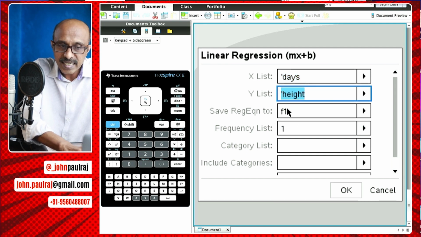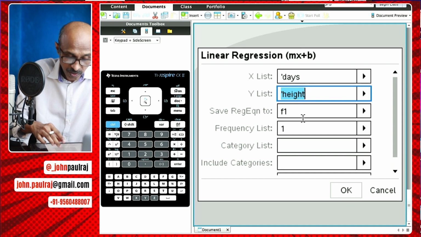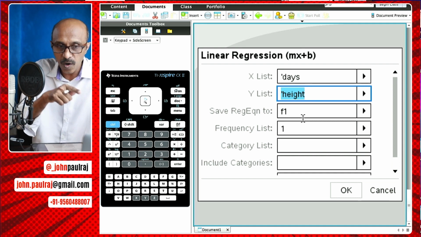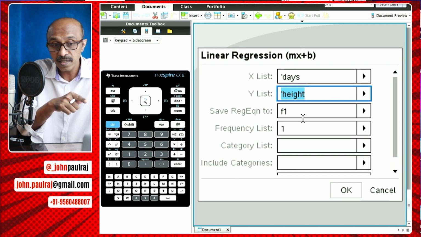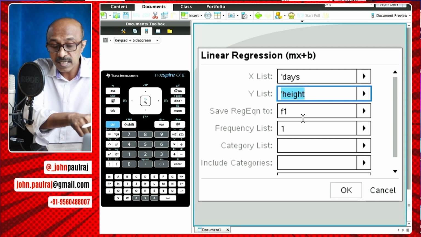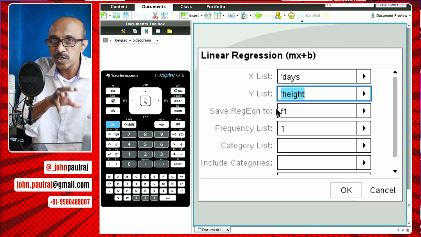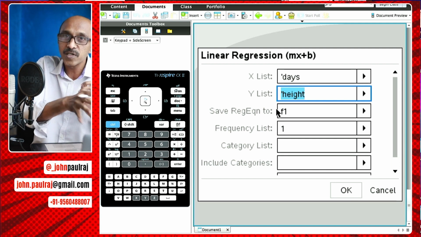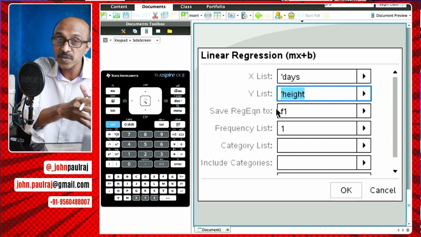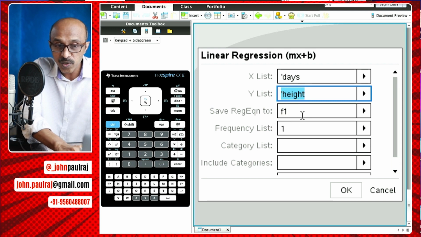Can you see this option? Save regression equation to. You're not going to get this option if you run this on the data and statistics page. And there's a good reason why this option is there. Save the equation. Whatever equation you get, it saves it directly. Like I said, it goes into the memory of the calculator. It saves the regression equation into F1.